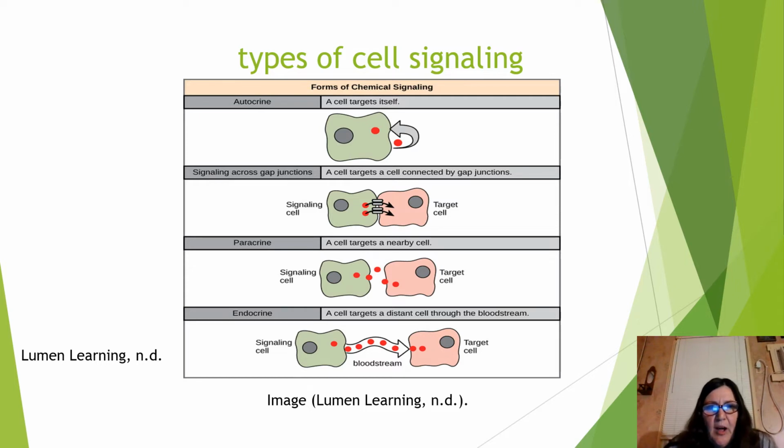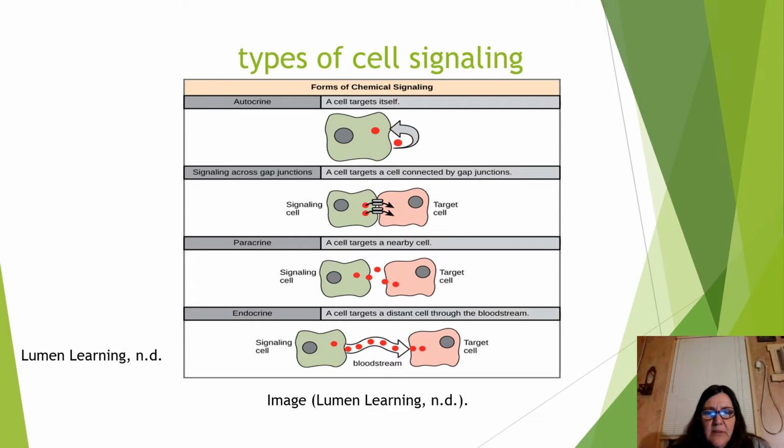The next one is called paracrine. It's where cells target nearby neighboring cells. This type of signal moves fast. An example of this would be signals across synapses and nerve cells. It happens very quickly, and it happens through diffusion.